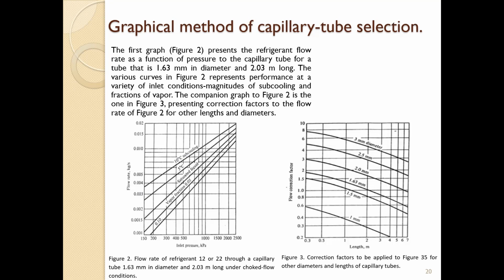So, ito. So, figure 3, the companion graph to figure 2, presents a correction factor to the flow rate of figure 2 for other lengths and diameters. So, for a length of 2.03 meters, dito siya, and 1.63. So, ang flow correction factor mo is 1. Pag nag-iba ka ng length, so ito, 1 mm, tapos ito, meron ka mga 0.37. So, multiply mo doon sa flow rate.